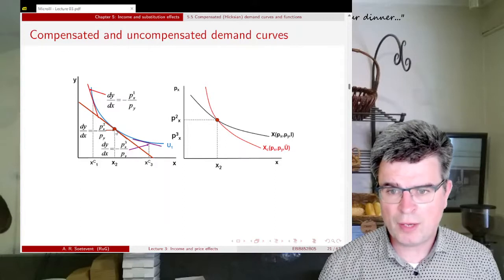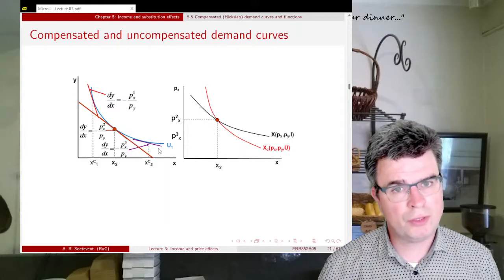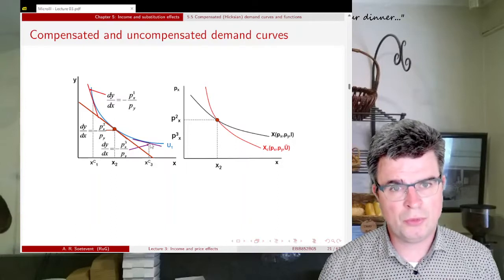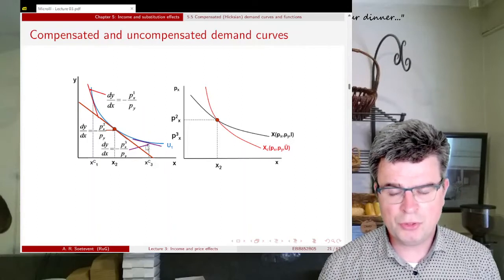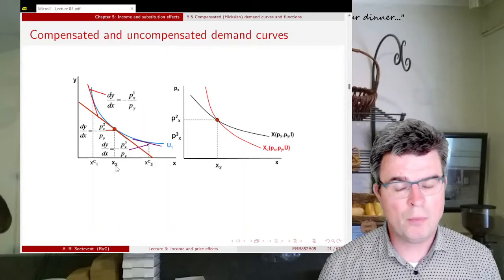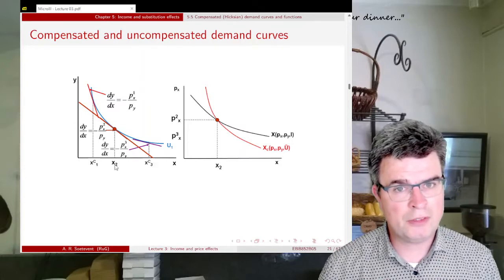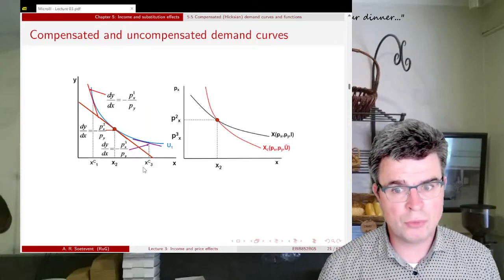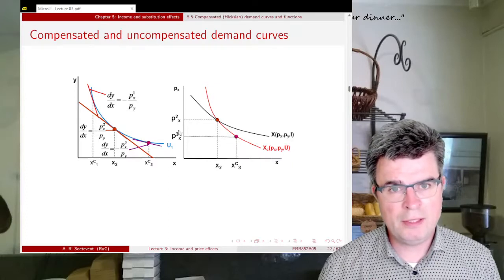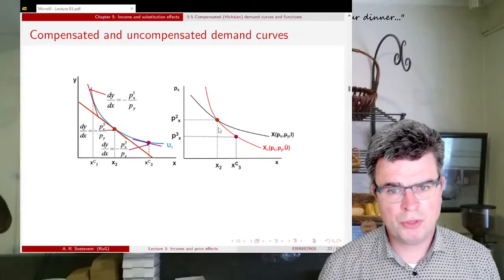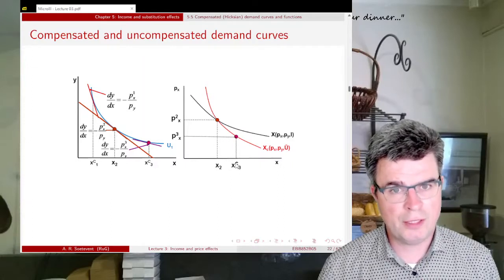And the substitution effect is that we adjust for this change in price ratio, but we tie the individual to the initial utility level, so the initial indifference curve. That's a substitution effect, and only the substitution effect will lead the individual to increase its consumption of good X from X2 units to X3. And that is the compensated demand. So given that we decrease the price of good X, the substitution effect leads us to increase consumption from X2 to X3 compensated.